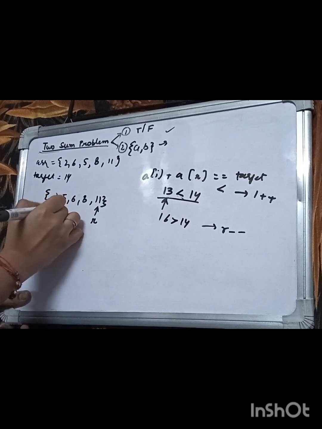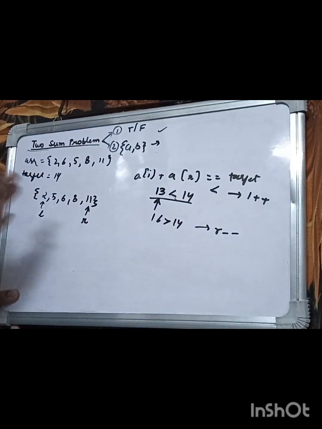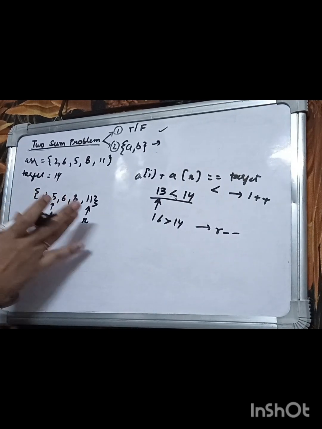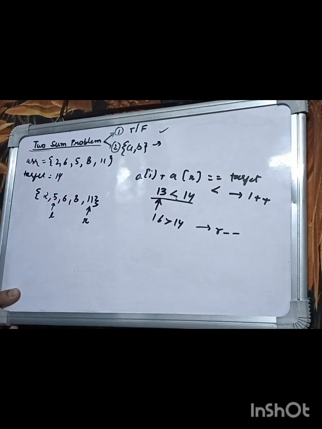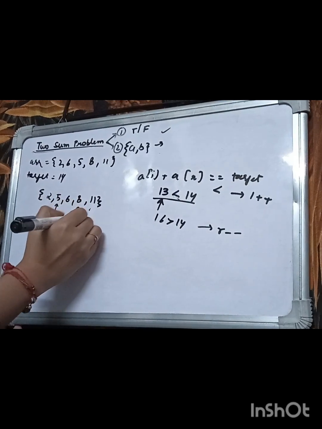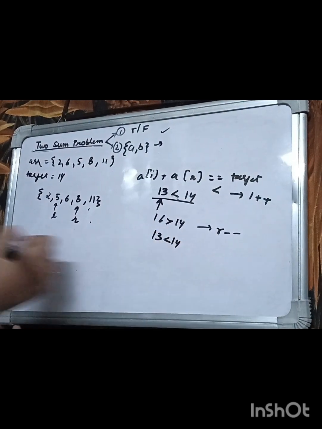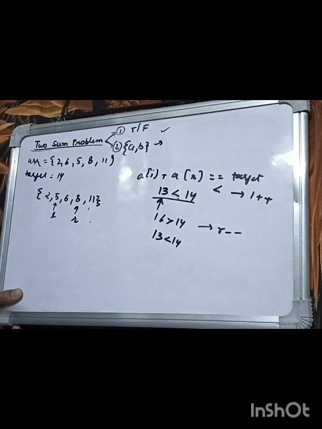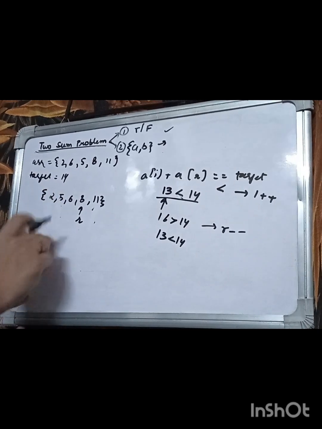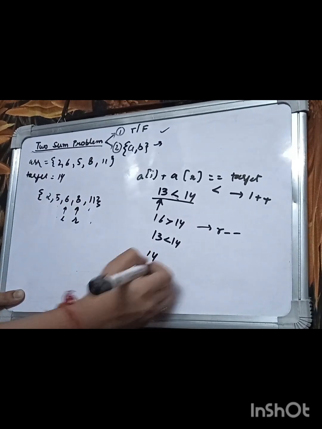We were here, we sum up and get 13, which is less than my target, but I want to increase the sum, so I will do L plus plus. Now it is 16, which is greater than the target. Now I have to decrease the sum, so I will do r minus minus. Now we get 8 plus 5 is 13. 13 is less than 14, so I have to increase the sum. I will increment L. Here I get 8 plus 6, it is 14.